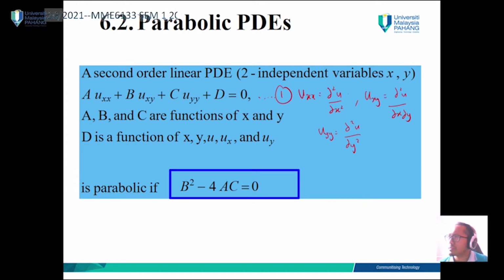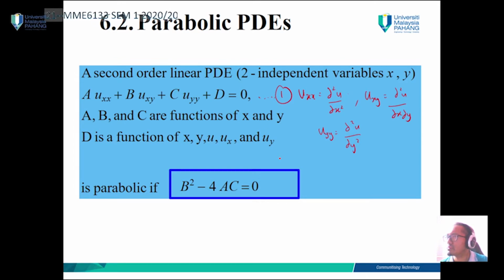So a general second order linear PDE with two independent variables x and y is given by a u_xx plus b u_xy plus c u_yy plus d equal to 0, where we know that u_xx is the second derivative of u over x, u_xy is the second derivative of u over x and y, and u_yy is the second derivative of u over y. a, b, c are functions of x and y, while d is a function of x, y, u, u_x, and u_y. And this general equation will be parabolic if b squared minus 4ac is equal to 0. So this equation 1 is called a parabolic partial differential equation, or parabolic PDE.